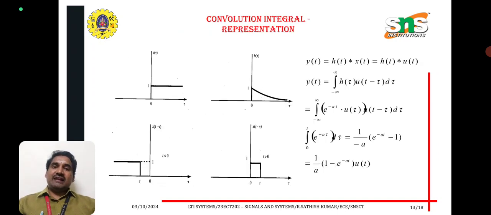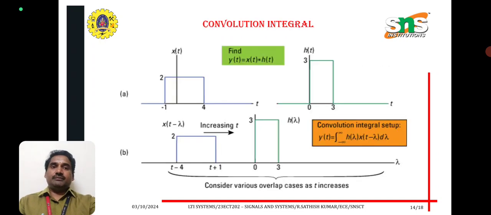Next, this is another convolution representation for all the conditions when a is equal to 0, a greater than 0, and a less than 0. For whatever t or a, we can get the representation as y of t is equal to 1 by a into 1 minus e power minus at into u of t. With the help of the convolution integral, applying the condition, we get the result as 1 by a into 1 minus e power minus at into u of t.